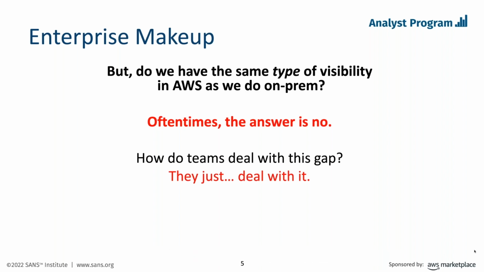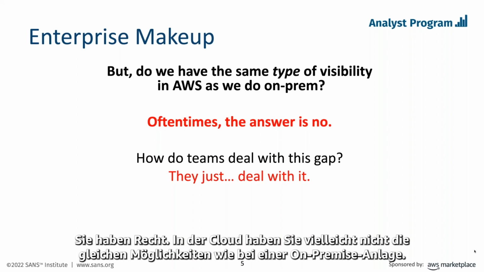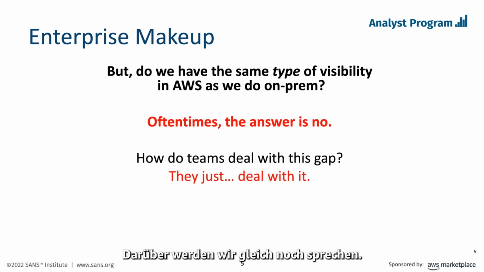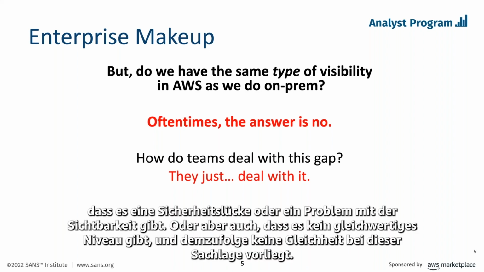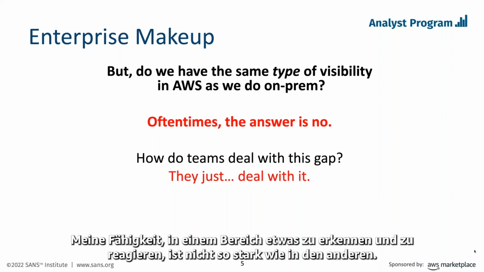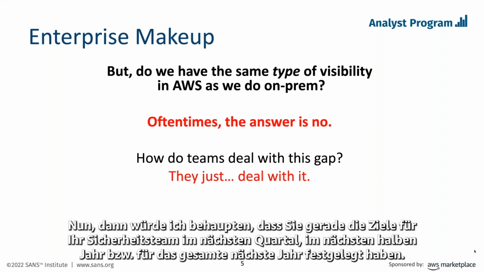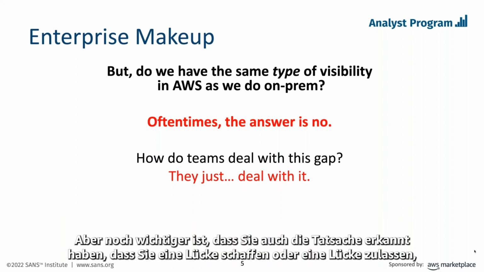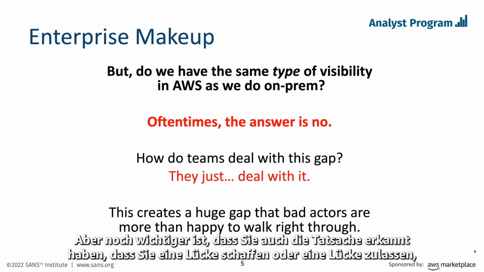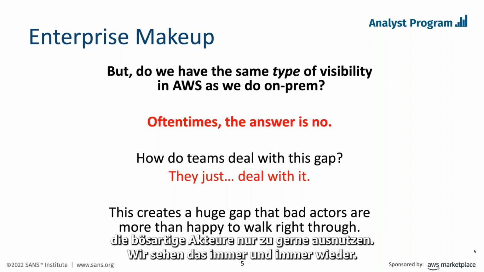Here's the problem with that. You're right. You may not have the same capabilities in the cloud that you do on an on-prem asset. We're going to talk about that in just a moment. But more importantly, if you recognize there's a security gap, or a problem with visibility, or that there's not parity in what we're looking at here, that my ability to detect and respond inside of one area is not as strong as the others, well, then I'd argue you've just determined the next quarter, the next half year, the next year's worth of goals for the security team. But more importantly, you've also identified that you're creating a gap, or allowing a gap to exist, that bad actors are more than happy to walk through.